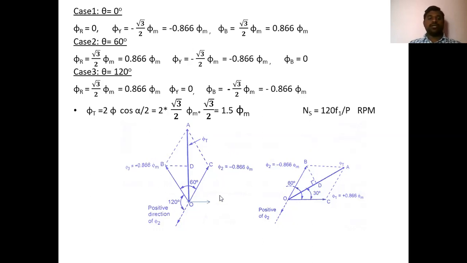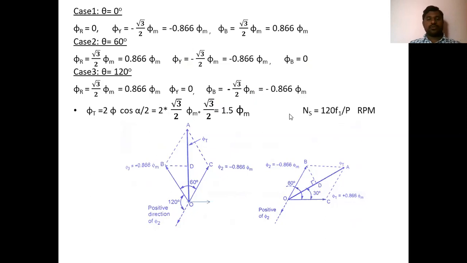So that rotating magnetic field, because of this resultant flux, the RMF will rotate in clockwise direction with a speed of 120 f by P. So the RMF is rotating with the synchronous speed in the stator field. Where f is the stator frequency or supply frequency. The supply frequency which we are giving to the stator will be your stator frequency. And P is your number of poles. By using this expression, we can find out the synchronous speed of the induction motor.